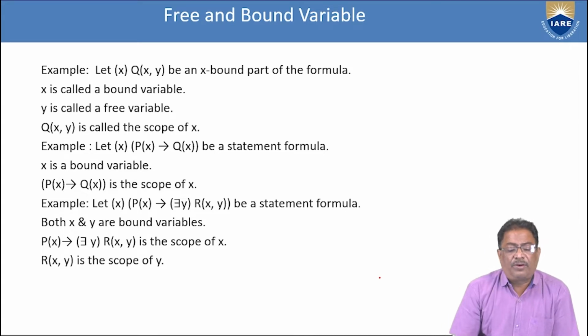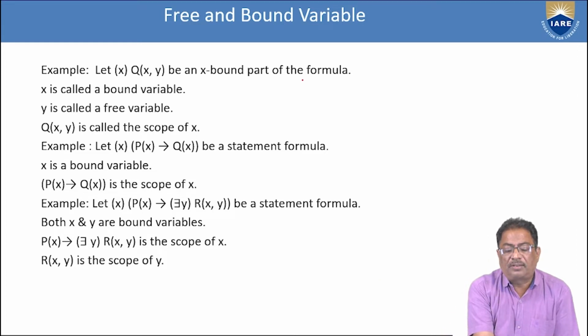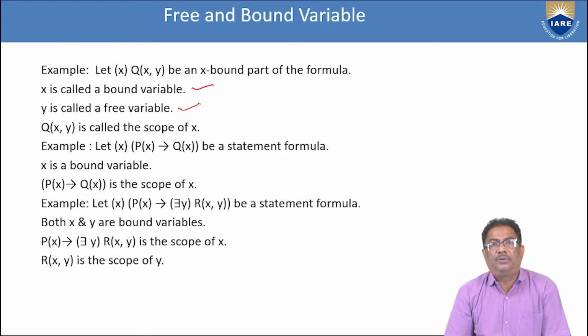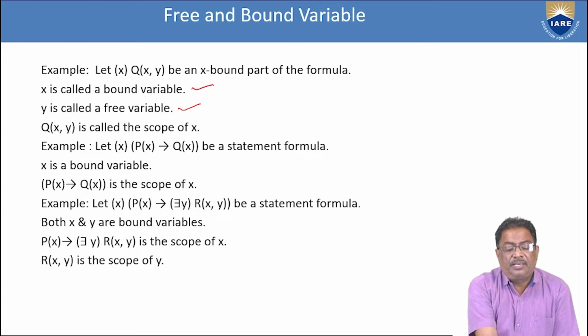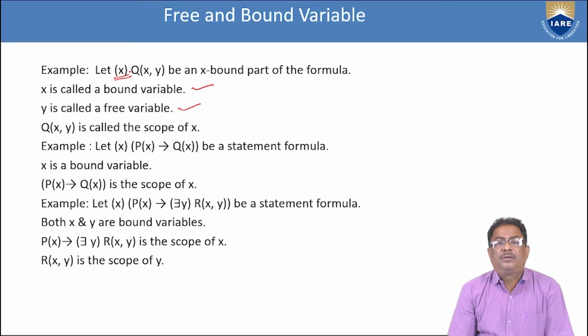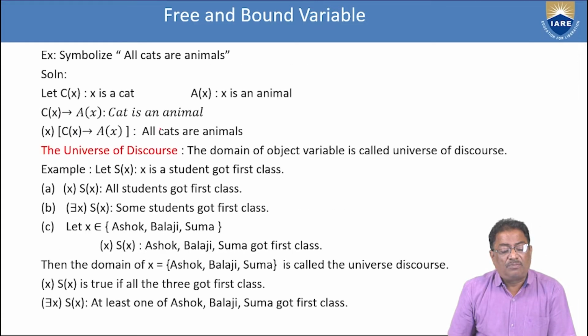Let for every x, q of x comma y be a part of the formula. Here x is called a bound variable and y is called a free variable. Here we have a quantifier mentioned for the variable x, so that variable we call a bound variable, and where the quantifier is not defined for a variable, such a variable we call a free variable. And of course q of x comma y is the scope of this.